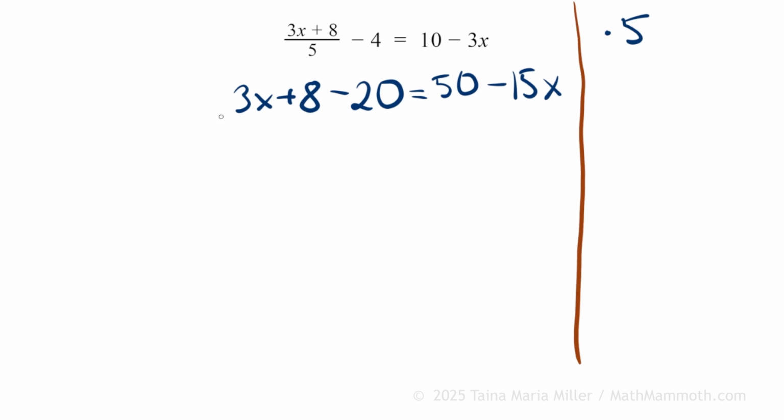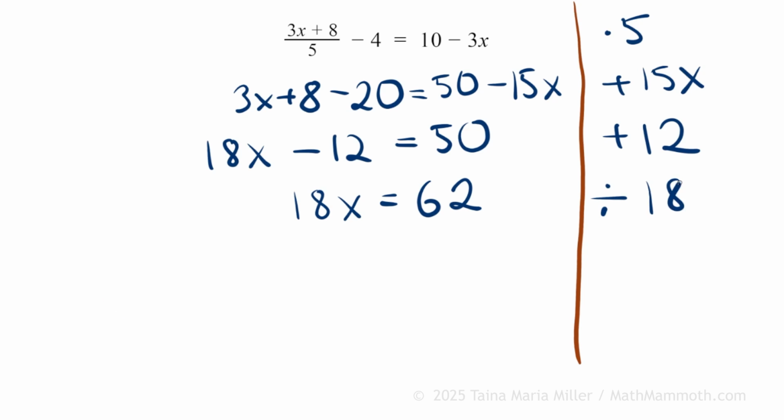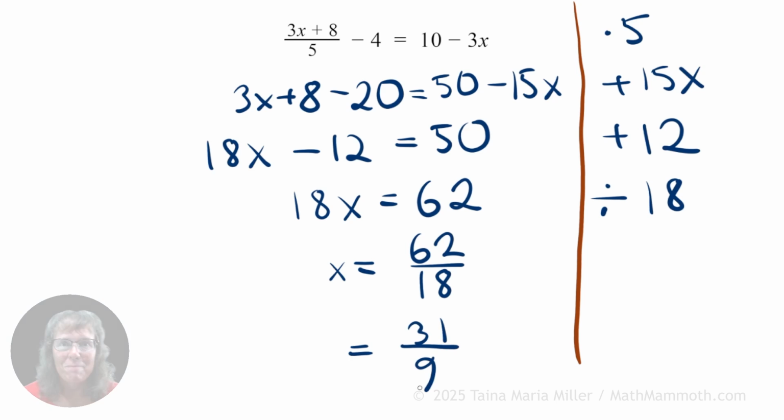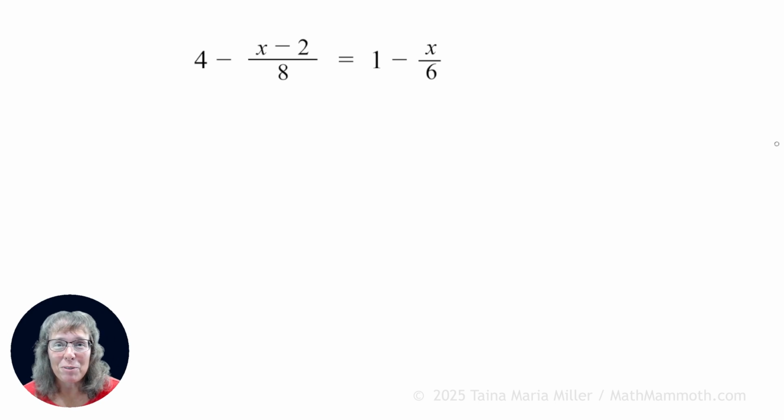Okay, now I see terms with x on both sides, so I will add 15x. And we get 18x plus 8 minus 20. So that's actually minus 12, simplifying a little bit here. And just 50 on that side. Then add 12. Divide by 18 now. And that simplifies to 31 over 9. Did you get the same? I hope so. And one more for this lesson.